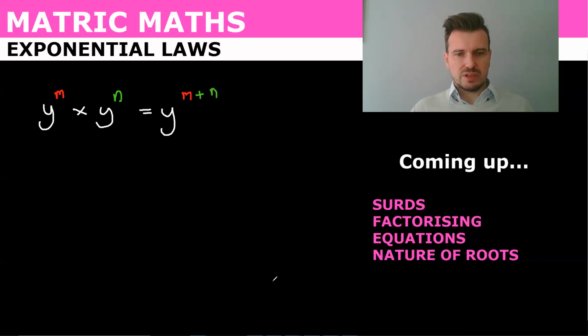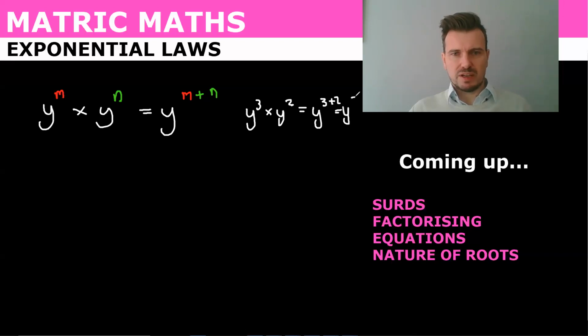So for example, if it was y to the 3 times y to the 2, say y to the 3 plus 2 equals y to the 5. There we see the 3 was the m and the 2 was the n.